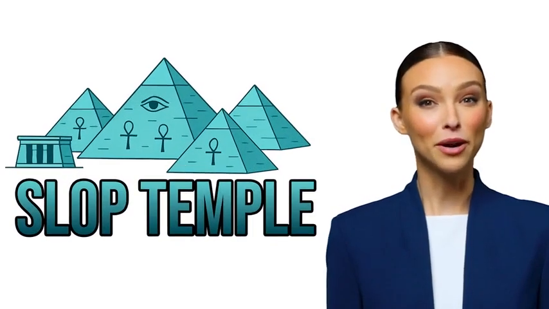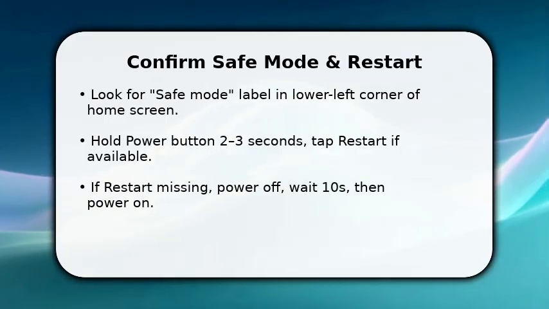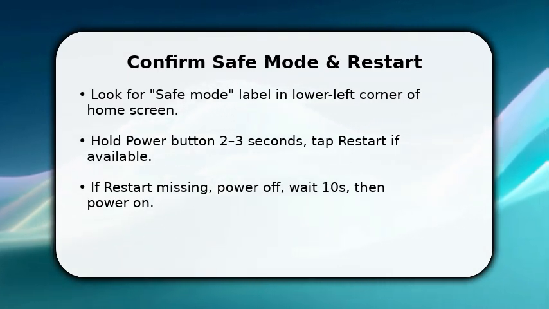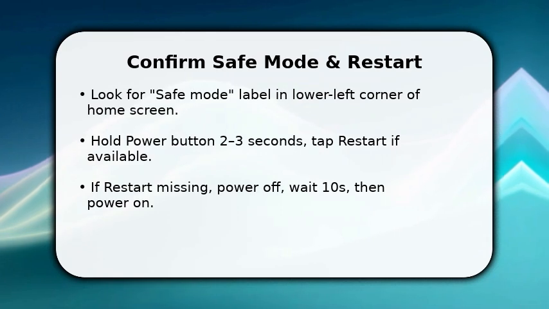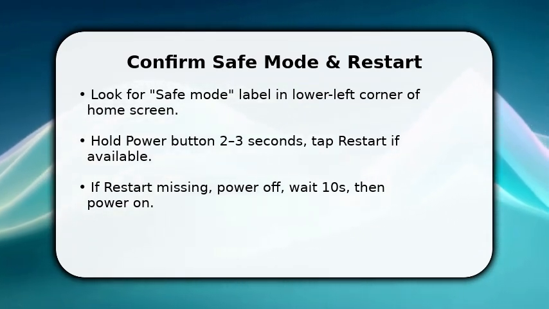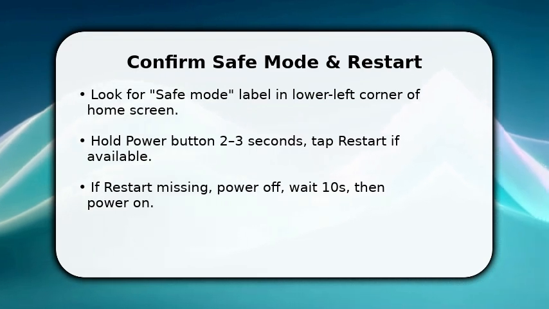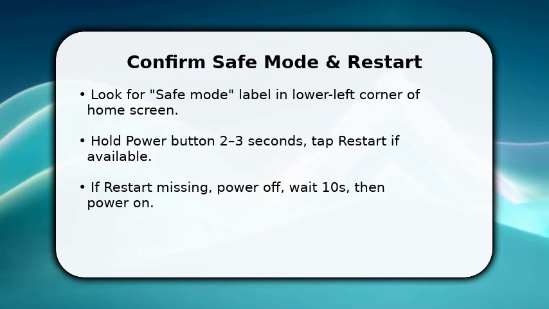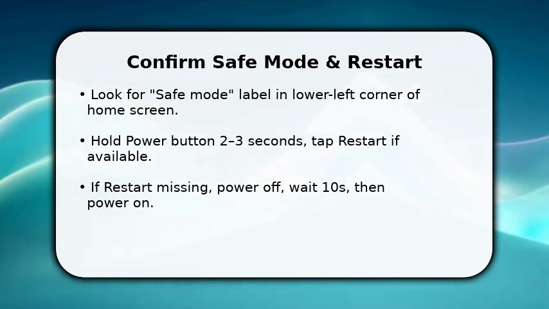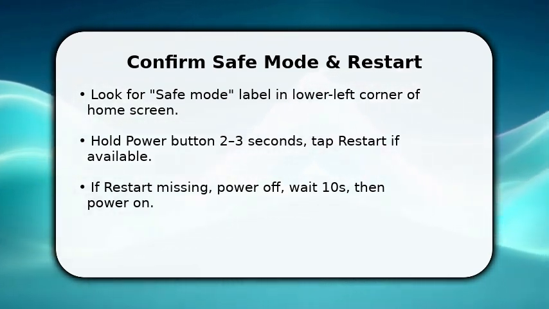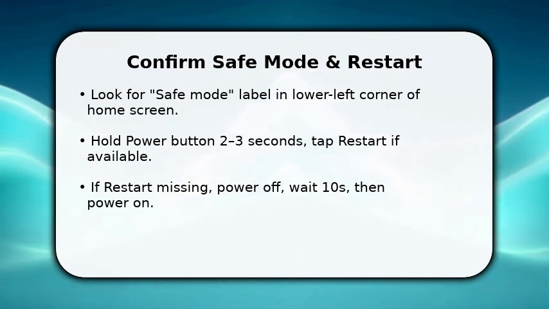We pray this video helps. You need to confirm that your Pixel is actually in safe mode and then attempt a simple reboot. That often clears the state. Look for the safe mode label. If present, press and hold the power button for 2 to 3 seconds and choose restart. If restart does not appear, power the phone off fully, wait about 10 seconds, and power it back on. Doing this forces the system to attempt a normal boot rather than a diagnostic session.